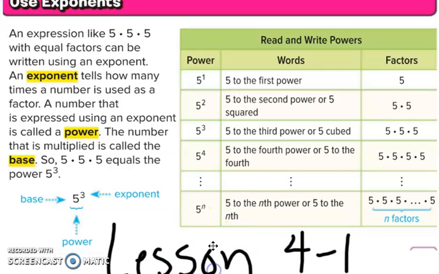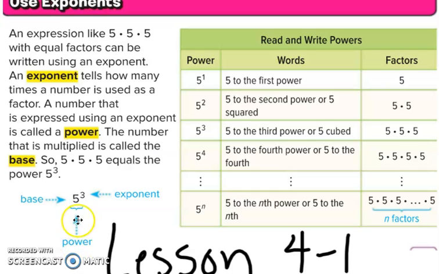Okay, so an exponent tells you how many times a number has been used, how many times it's been multiplied, and we call that a factor. When you look at an exponent, specifically at the 5 here, that is the base, and that's the one that we're multiplying.